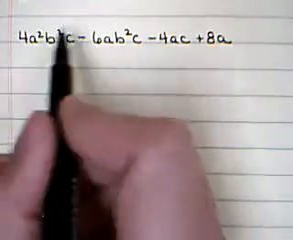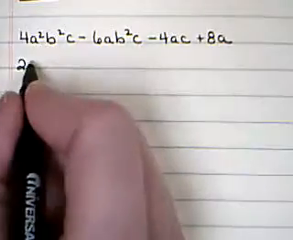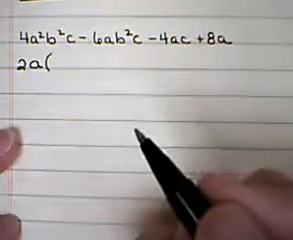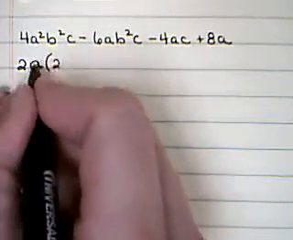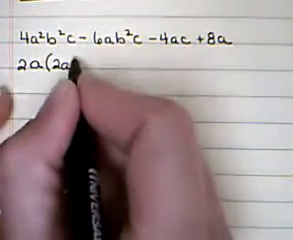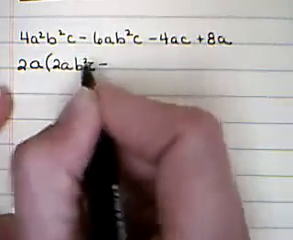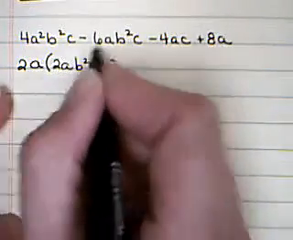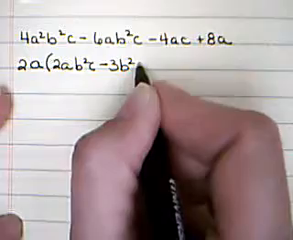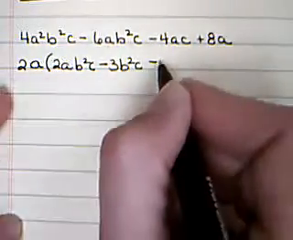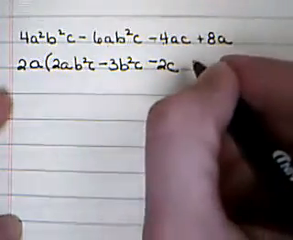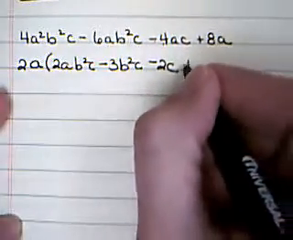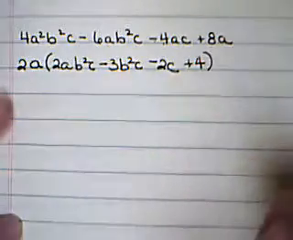A 2 will divide into 4, 6, and 8, and they all have at least one a in common. So we open our parentheses, and then we go down the line. 2 times 2 gives us 4, a times a is a squared. We also need the b squared c. Minus 2 times 3 is 6, the a is taken care of, write the b squared c down. Minus 2 times 2 is 4, the a is taken care of, we need the c left behind, and then 2a times 4 will give us 8a.